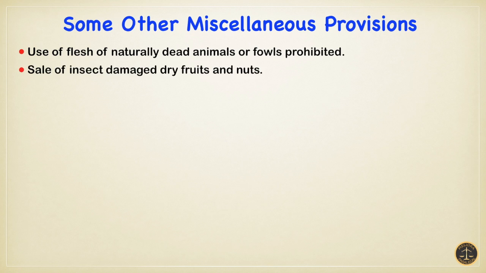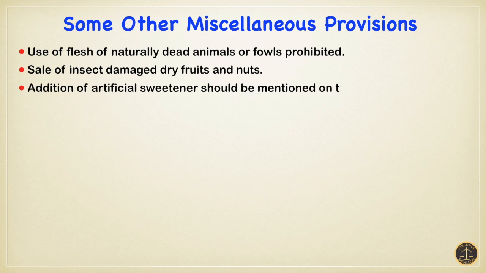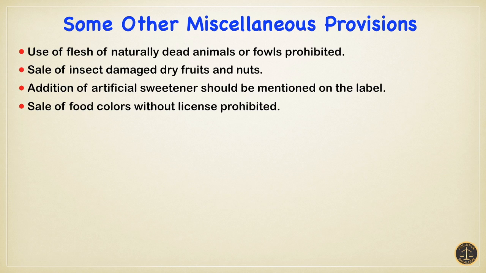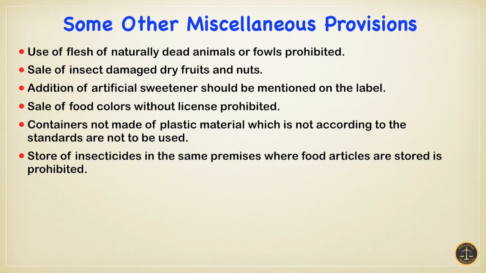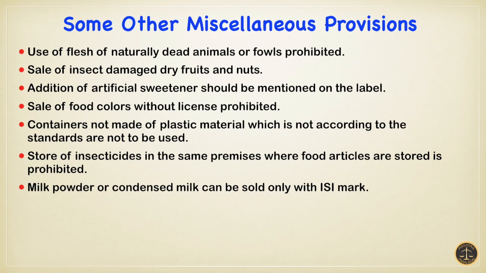Sale of insect damaged dry fruits and nuts is restricted. Addition of artificial sweetener should be mentioned on the label. Sale of food colors without license is prohibited. Containers made of plastic material which is not according to the standards are not to be used. Storing insecticides in the same premises where food articles are stored is prohibited. Milk powder or condensed milk can be sold only with ISI mark.